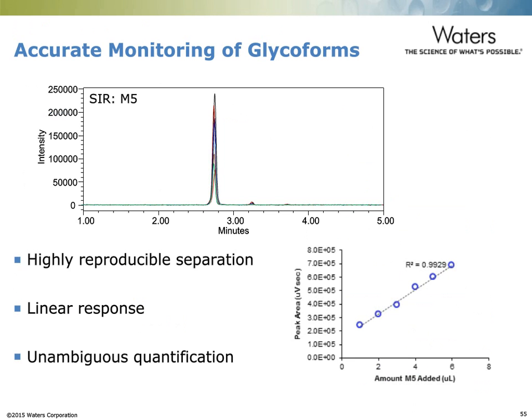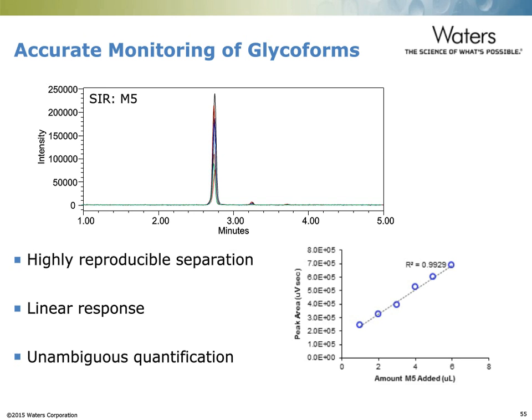We then apply that, in this case, looking at one particular structure which is often of interest, which would be the Man5. The first thing we see is that the separation itself is highly reproducible. Shown on the top chromatogram is an overlay of 6 different chromatograms at different levels of mannose-5 within the sample. Additionally, we see that the response on the QDa is highly linear. As the amount of that glycan structure increases, the response on the QDa also increases. By using the QDa, we get unambiguous quantification of that structure since we're only selected to look at it.